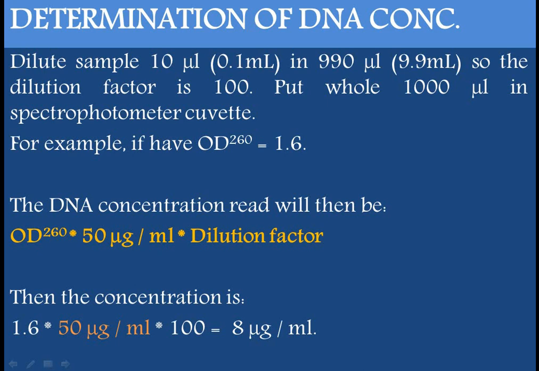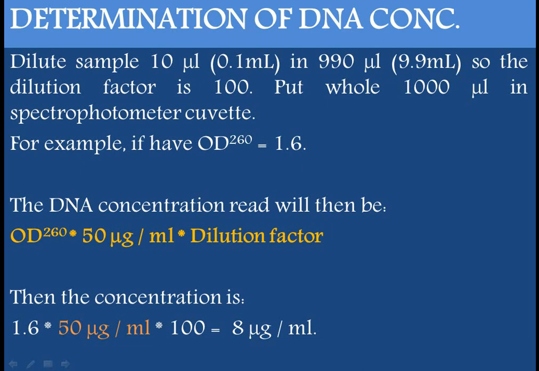Coming to the main theme, quantification of DNA. The first one is determination of DNA concentration. It's not rocket science, just a matter of a minute to find out the concentration of DNA in your sample. Suppose you have diluted the sample 100 times. That means you have taken 10 microliter of sample and diluted it with 990 microliter. So the dilution factor is 100.